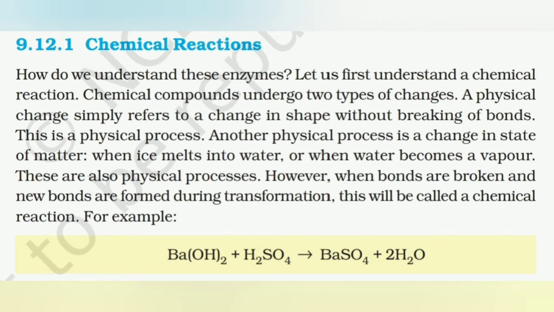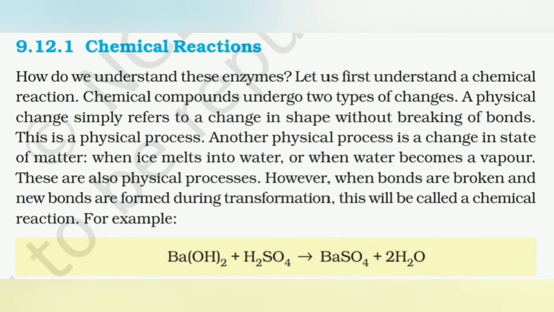Chemical compounds undergo two types of changes. A physical change simply refers to a change in shape without breaking of bonds. This is a physical process. Another physical process is a change in state of matter, when ice melts into water or when water becomes vapor. These are also physical processes.